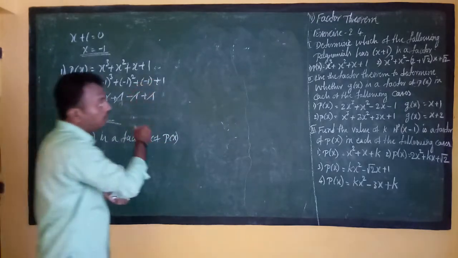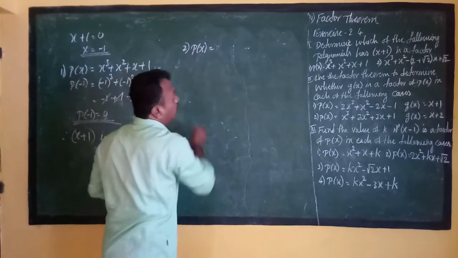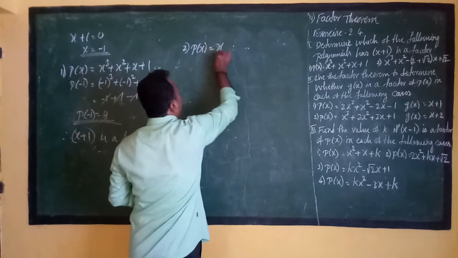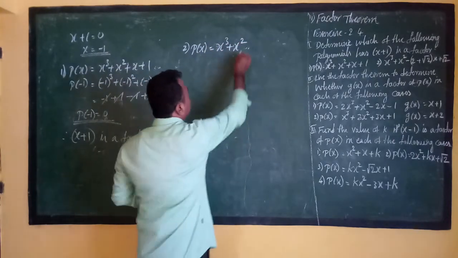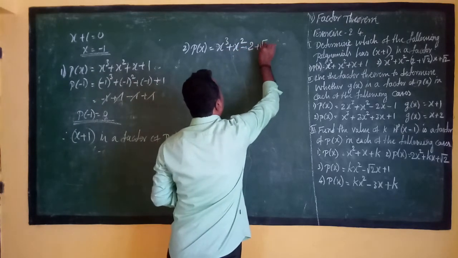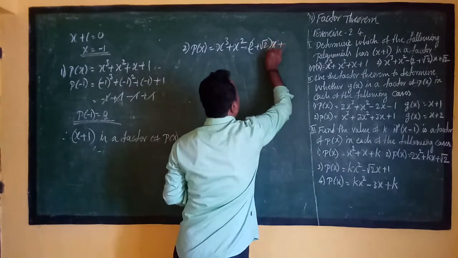Like that we have to check the second question. P of x is equal to what? X cube plus x square minus 2 into 2 plus root 2 into x plus root 2.